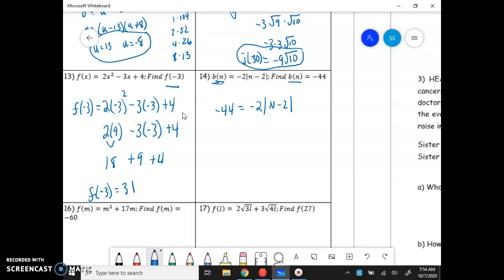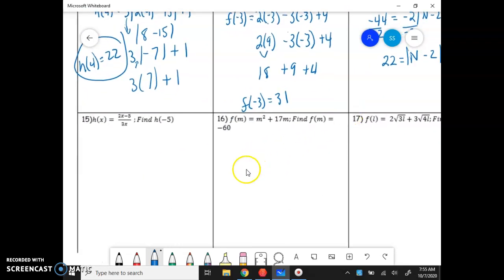Okay, now we have to solve for this variable, right? Oops. We need to solve for n. So we need to solve this absolute value equation, which means we're going to have two answers. First thing you're going to want to do, don't look at this yet and say, oh, it's going to be no solution, because once I get rid of this 2, right, this is -2 times the absolute value of n minus 2, so I need to get rid of that by dividing. And so now I get a positive 22 is equal to the absolute value of n minus 2. Now we can set up two equations. I'll leave you guys to do that one on your own.